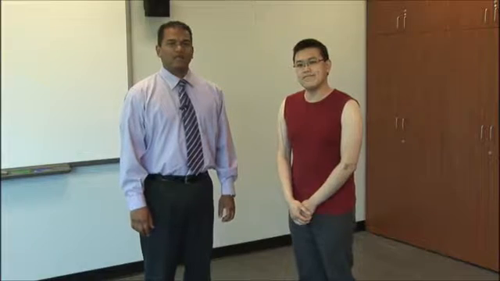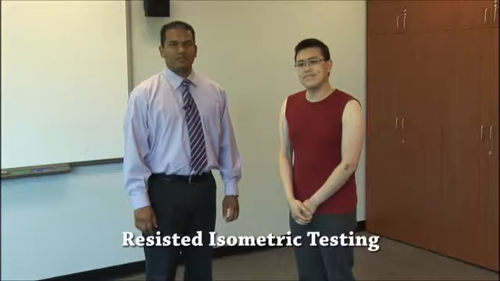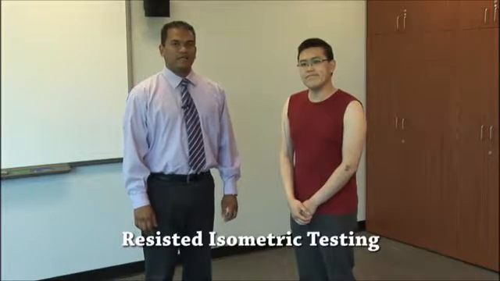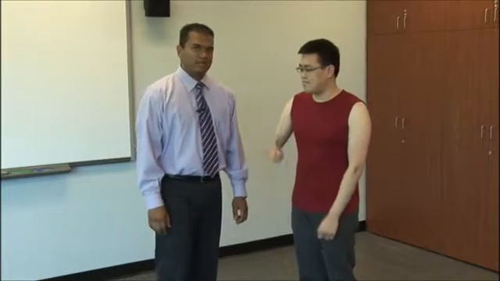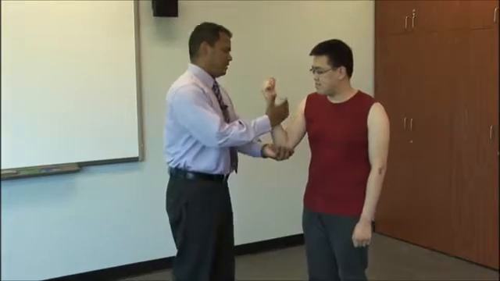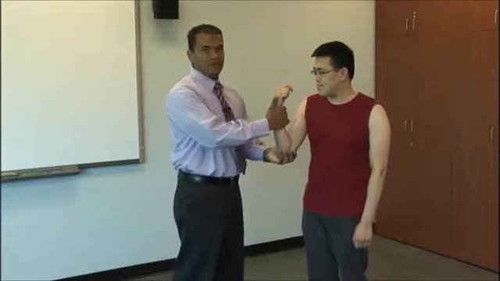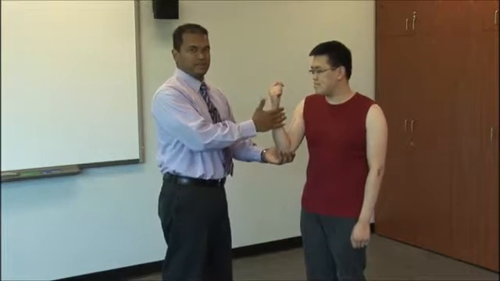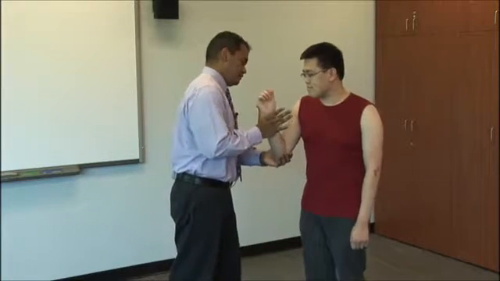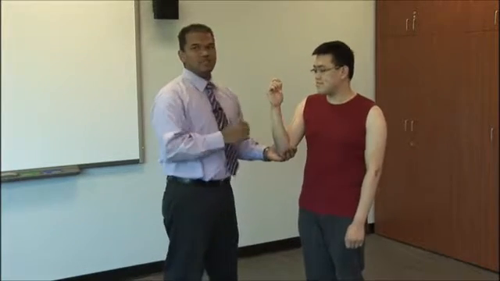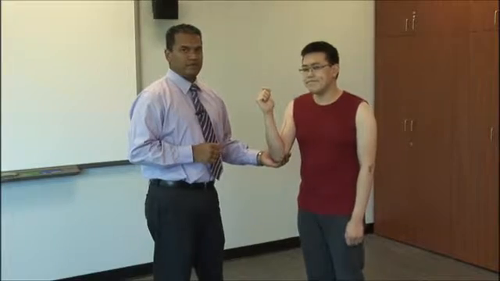Power assessment at the elbow can be done by resisted isometric testing. For flexion and extension, stabilize the elbow with one hand. Don't let me pull your arm down. This is flexion power mediated largely by the biceps. Don't let me push your arm in. This is extension power mediated largely by the triceps.